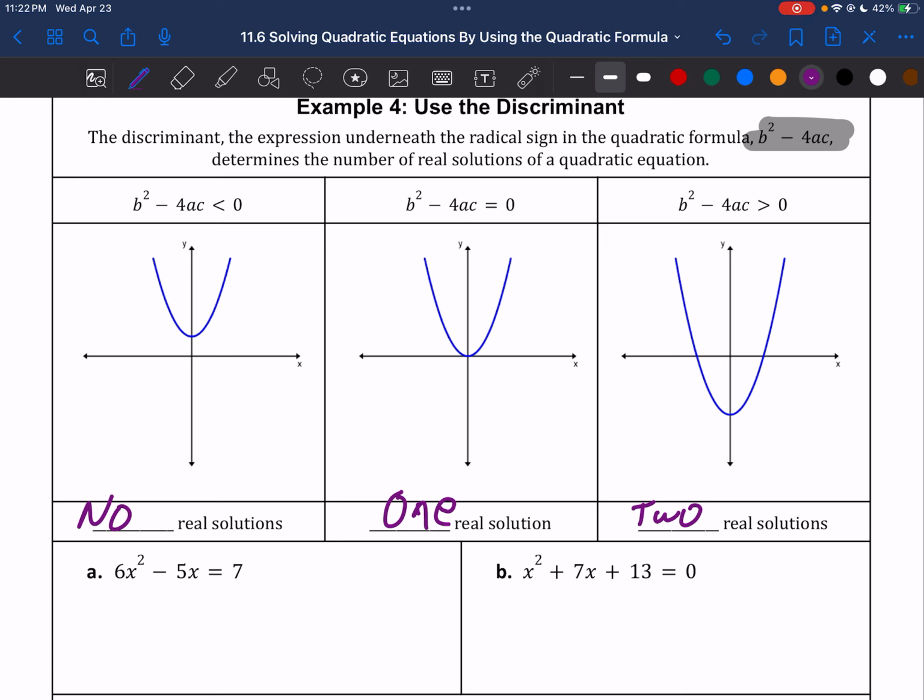Opposite of b over 2a, that part of the formula is the vertex, the axis of symmetry, right? So if we are adding and subtracting nothing from that, then we must be at the vertex on our x-axis. And lastly, if it's positive, we are taking the square root of some number, so you will have a plus and a minus. We are moving to the right and to the left of this value, so it's going to be two solutions.